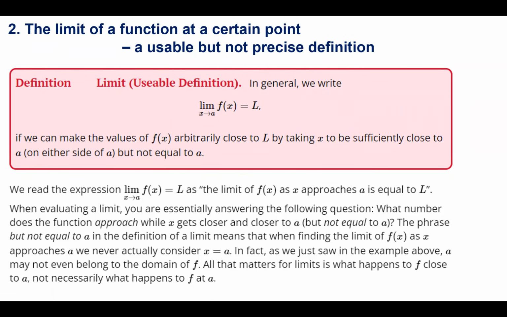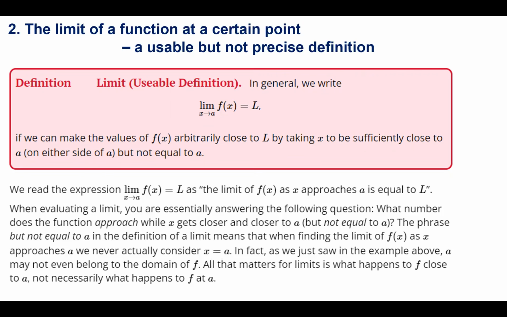So note here, we read the expression as: the limit of f(x) as x approaches a is equal to L. Be careful with the reading of the expression of limit here. When evaluating a limit, you are essentially answering the following question: what number does the function approach when x gets closer and closer to a, but not equal to a? Very close to a point a, but not equal to that point.